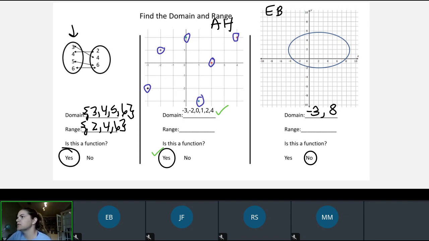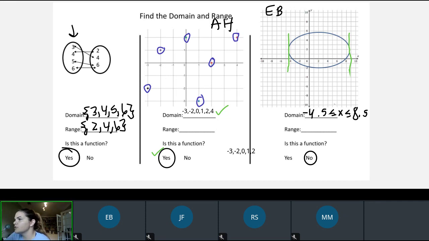For Elijah's, the domain, let's look here, Elijah, real quick. You're close. So for the domain, we want to use our vertical lines here. So at that point, and then at x is that point. Whoopsies. So it looks like that might be -4.5. And since this is a continuous function, this is where we're going to use our inequality. And then that looks like it goes to about 8.5.